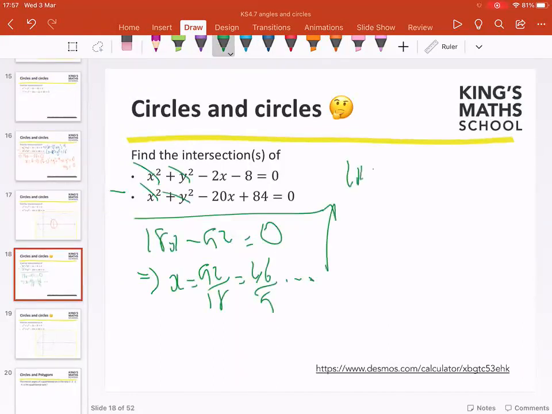So if you substitute it back in, we get x take away 1 squared plus y squared is equal to 9. But actually, if you just kind of stop and think about it, 46 over 9, well, it's more than 5, isn't it? It's more than 45. So this is 5 point something.